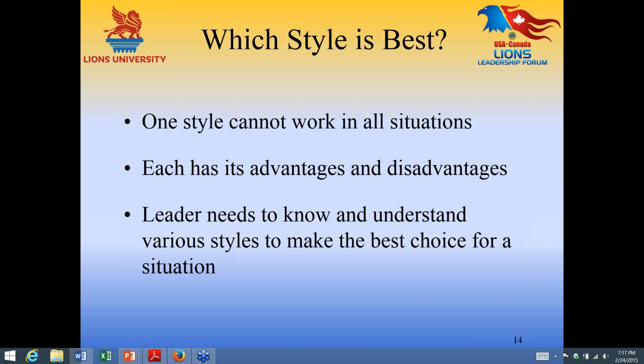Let's go ahead now and take a look at principles of good leaders and development, and what kinds of behaviors we have to have. So a good leader needs to be a decision maker.